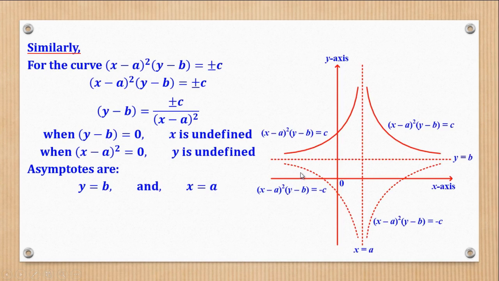And therefore, for you to sketch the curve, the first thing to do is to locate the asymptotes. So this will be x minus a, and this is y minus b. Then we say that when c is positive, it means that the curve will always be above the horizontal asymptote, so it will be in this shape. On the other hand, when c is negative, it implies that the curve will be below the horizontal asymptote. It will be in that shape.